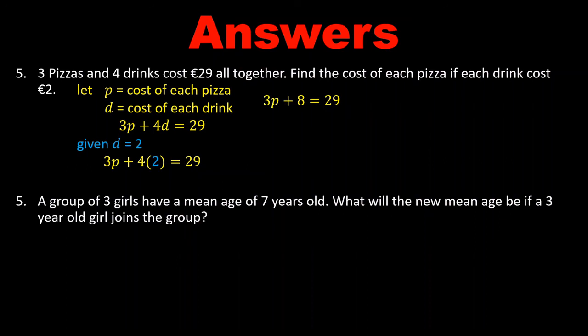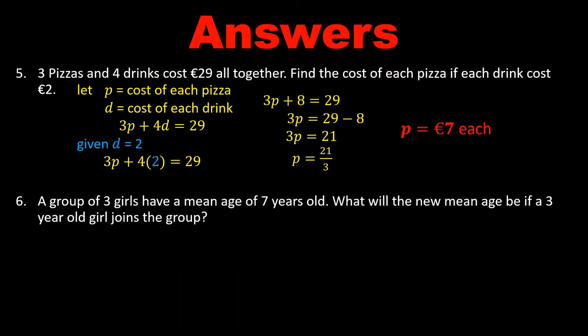To get the p on its own, first we'll move the 8, we'll minus it. Then we'll move the 3 and divide. So p must be 7. Each pizza must have cost 7 euros each.